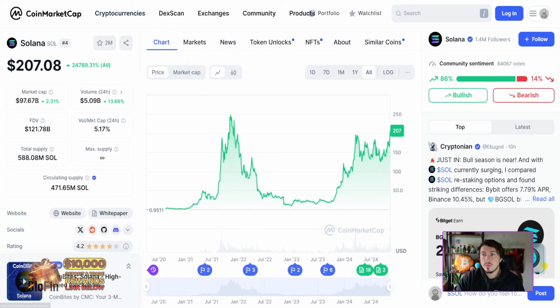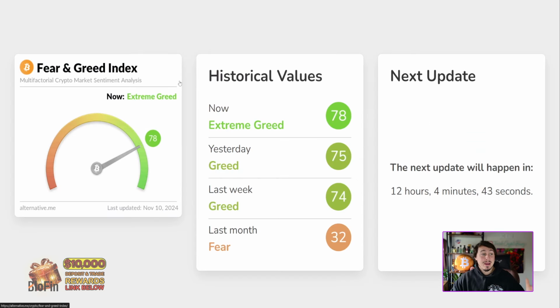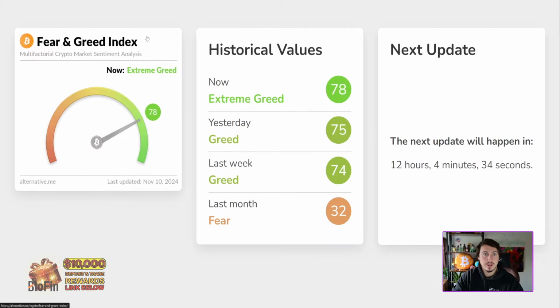We've got Solana moving. We've got the fear and greed coming back to extreme greed. So people want in on the markets again. New liquidity is flowing in. And retail is here. Retail is absolutely here. People are excited to see what's going to happen.